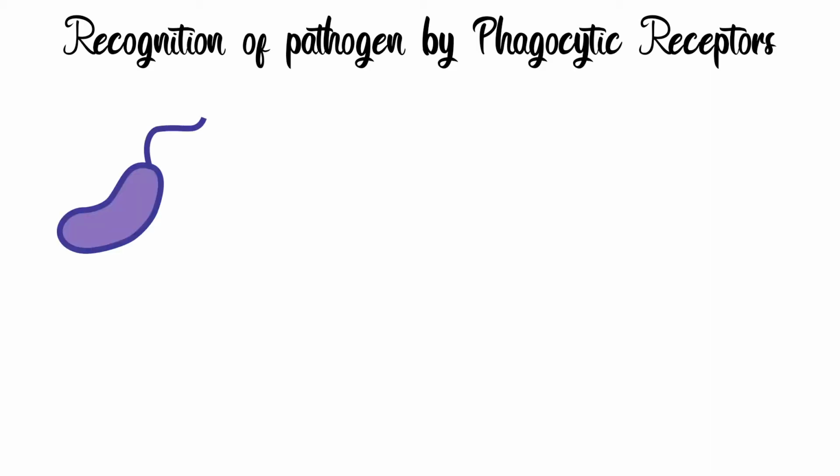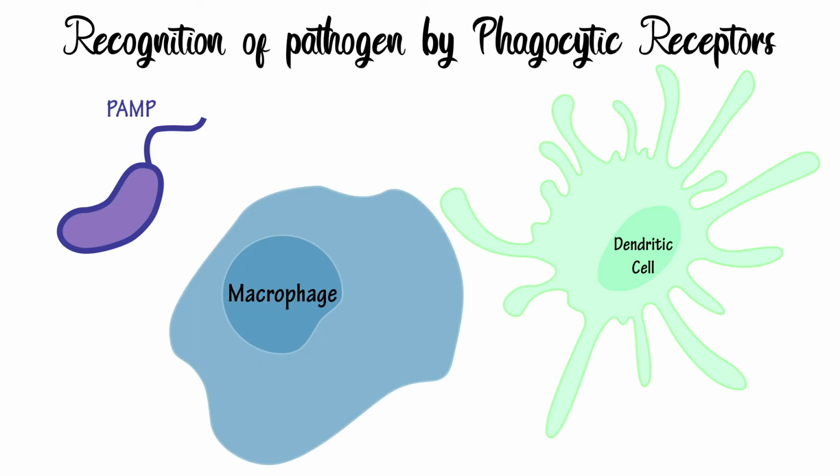So we have our pathogen, which is a PAMP. Tissue-resident phagocytes like dendritic cells and macrophages recognize the foreign nature of the pathogen via phagocytic receptors. This can be due to complement proteins like C3b opsonizing, which is to say, marking the cell for destruction, or even direct recognition of the foreign material.